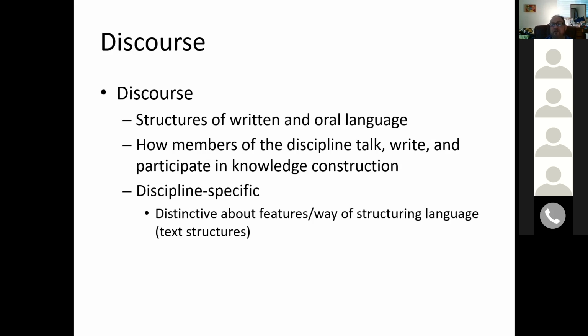Discourse: structures of written and oral language. How members of the discipline talk, write, and participate in knowledge construction. Discipline specific: distinctive features, ways of structuring language, text structures. So when we talk about teaching and education, can somebody think of a word that we use that might not be part of the everyday vocabulary of people?